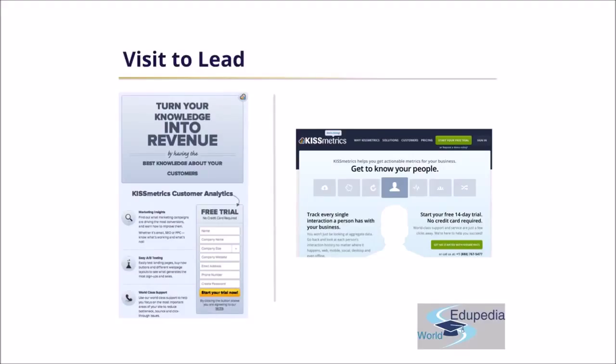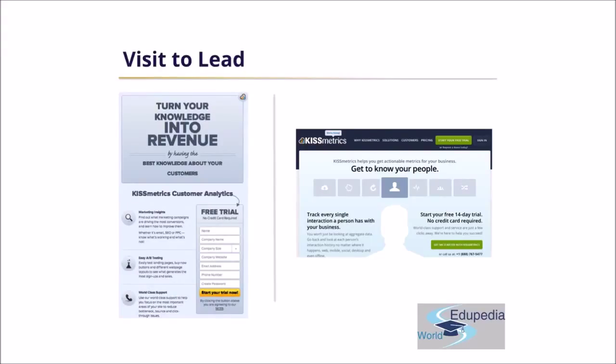So in the first example, it's like turn your knowledge into revenue by having the best knowledge of your customers, straight up, right? No BS. And then you go Kissmetrics, consumer analytics, marketing insights, easy A/B testing, world-class support. That's all that you need to know, right? Can I test it out on two iterations and see how it's going to respond? Yes. Can I get market insights? Yes. Are you going to give me support? Yes. And then you fill in the form, and you don't need to give them a credit card or anything so that they can charge you when you're sleeping, all those things, like how Amazon works. There's nothing on that. It's just straight up, straight to the point. You start your trial.